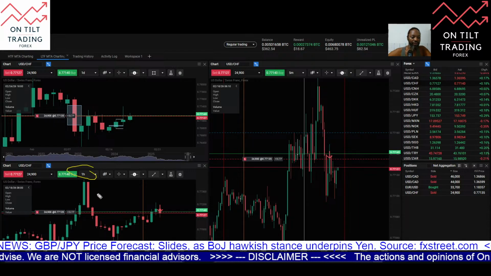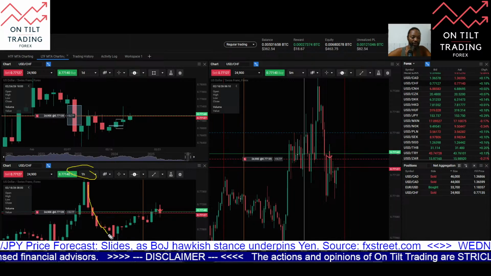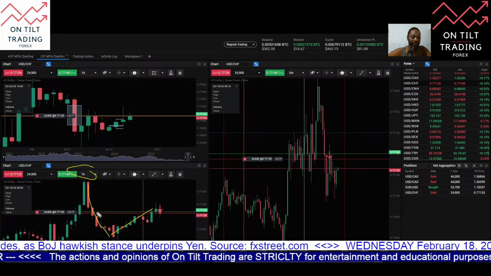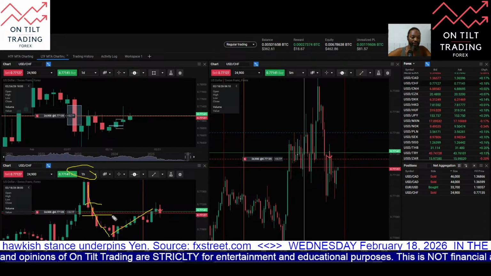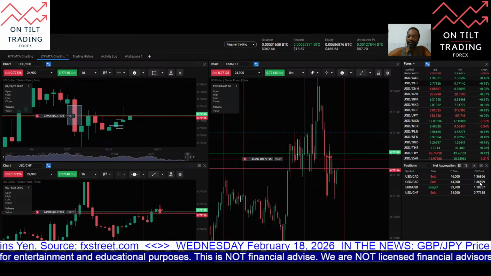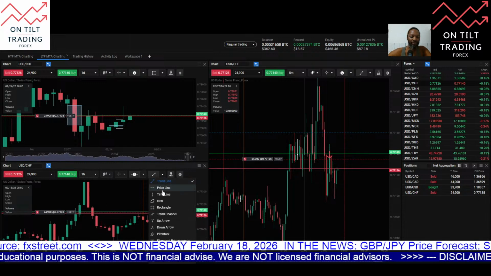Here on the 1 hour, you can see this price action where price delivered to the sell side and is now pulled back to the buy side. There are sell side imbalance, buy side inefficiencies right here in this area. I'll put them up now.